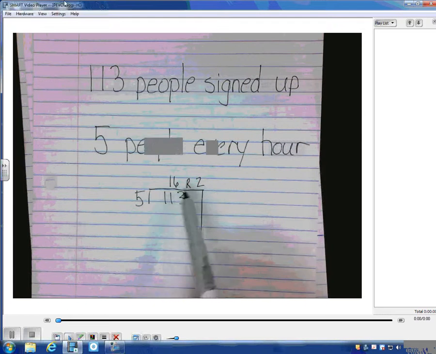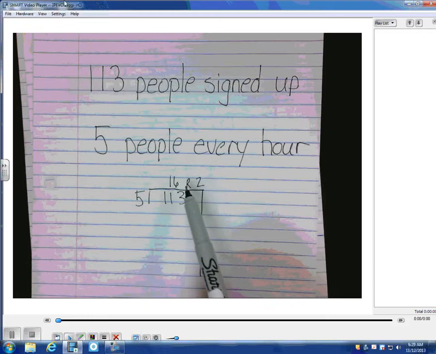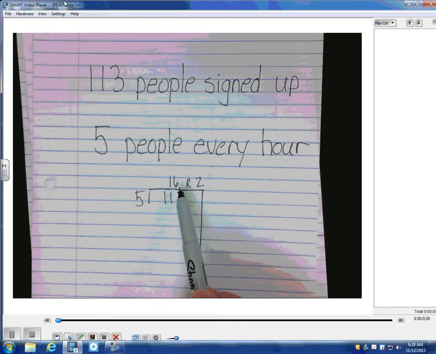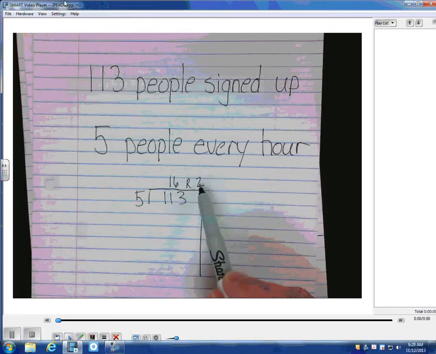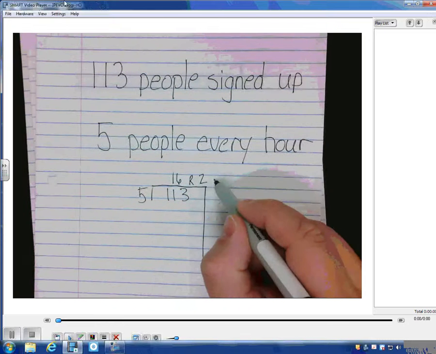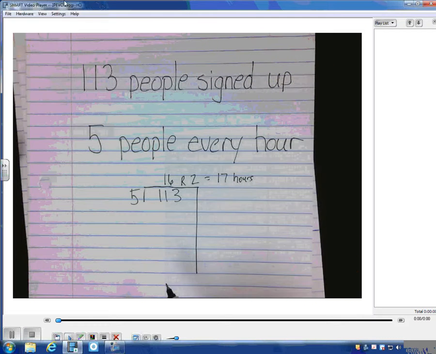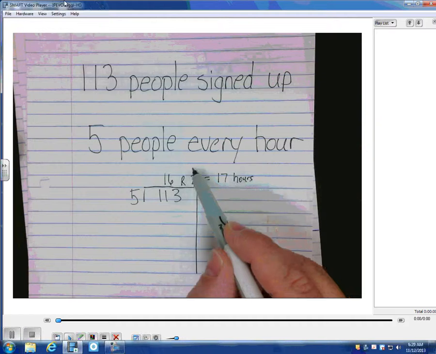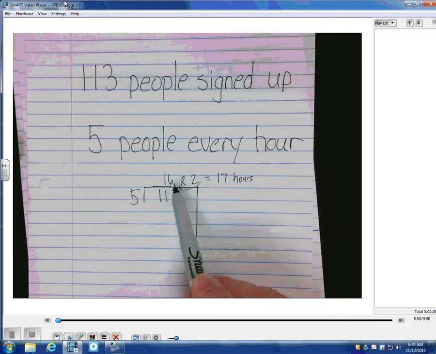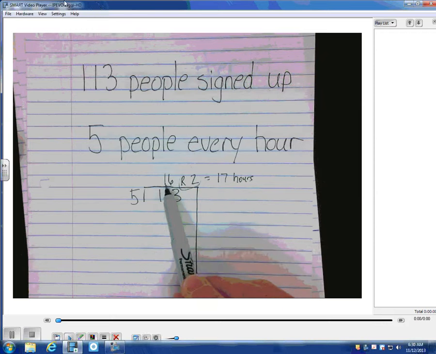So what this means is that it would take 16 hours, but then you still have 2 more people that need to take a lesson. So your answer here would not be 16 hours because you still have a couple people that need to take a lesson. So this answer would be you would need a total of 17 hours to get everyone in. Okay, so if you have a remainder here, that tells you that you can't just go with the whole number, because that wouldn't be enough, because you still have more people. You still have a couple of people who still need to take their lesson. So you'd have to add on another hour to that.